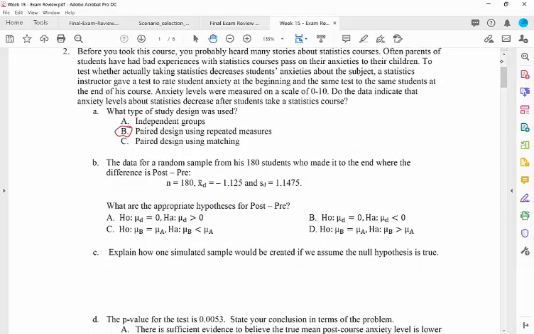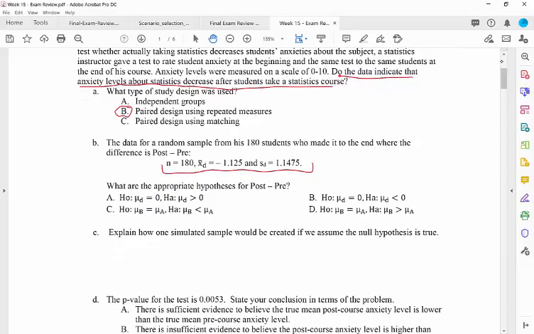So here we just give you the statistics. We have our sample size, the mean of the differences, and the standard deviation of the differences. And we're doing a post minus pre. So we're taking the post anxiety score minus the pre-anxiety score. And our research question is saying, do the data indicate that the anxiety levels decrease? So we would expect to see a negative value for post minus pre, because we'd see a decrease. Our post scores would be lower than our pre scores. Does that make sense? Yeah.